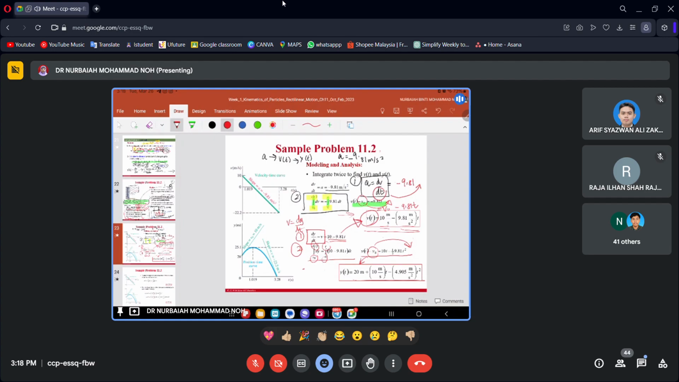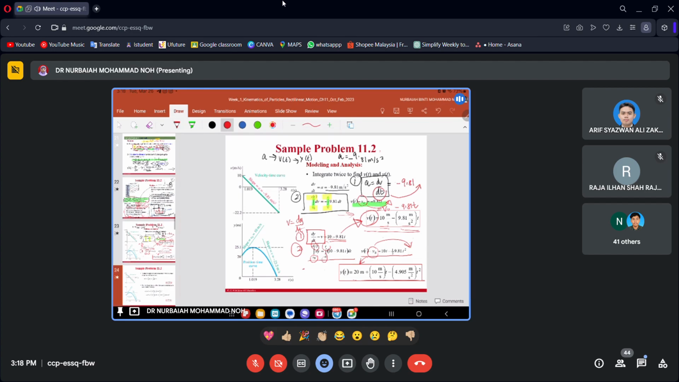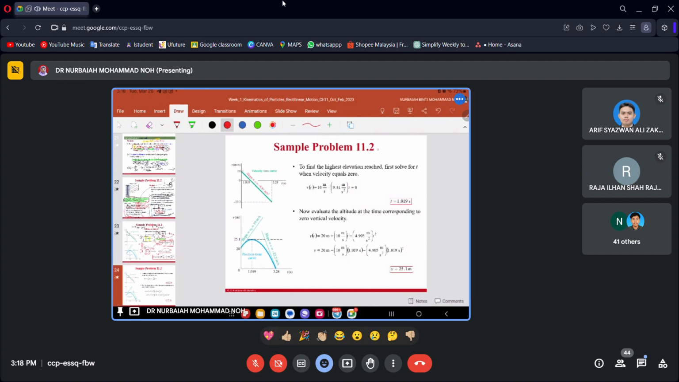Based on these two functions, you can then solve the second question. The second question asks you to find the highest elevation reached. So we have to look at these functions.